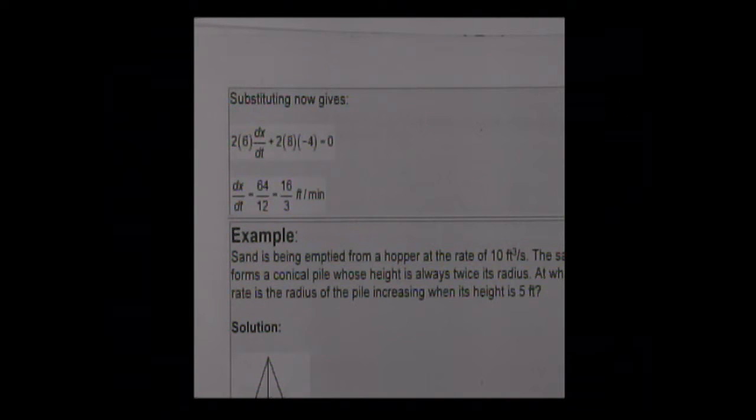Once in a while, you have to use the formula to find one more number to be able to plug into the end. That's what all of this is saying. So I substitute in 2 times 6 times dx/dt plus 2 times 8 times negative 4 is 0. If I do the math, I end up getting 64 over 12 or 16 over 3, and it is positive. Feet per minute, I could write that as a decimal. I left it as the value that's there.